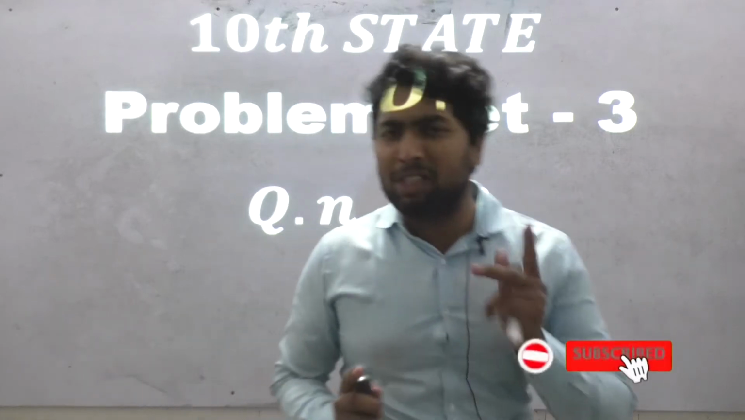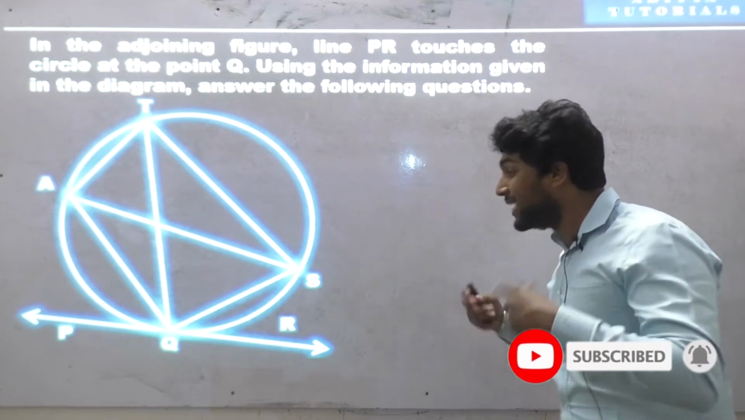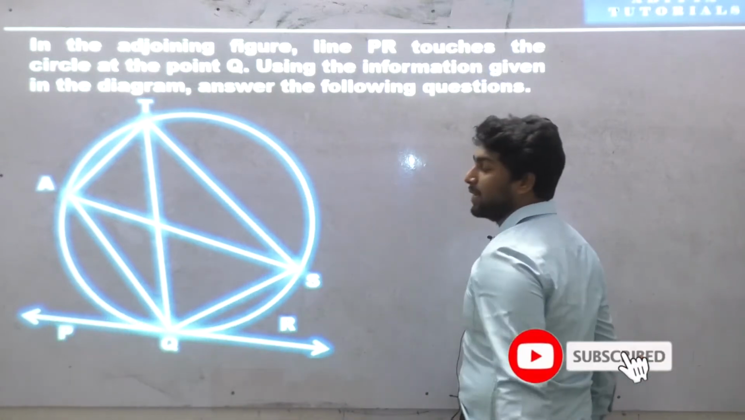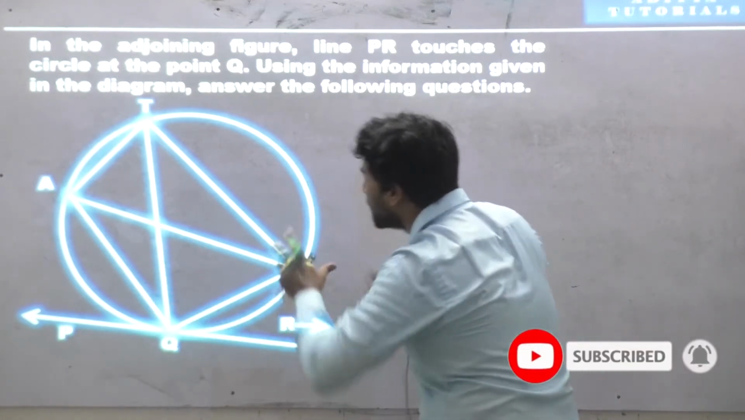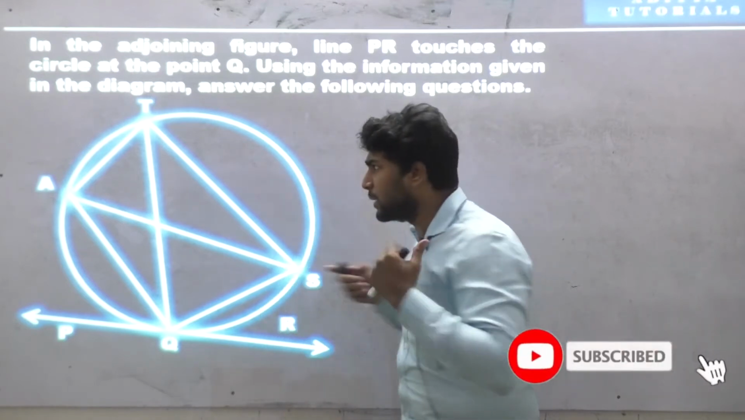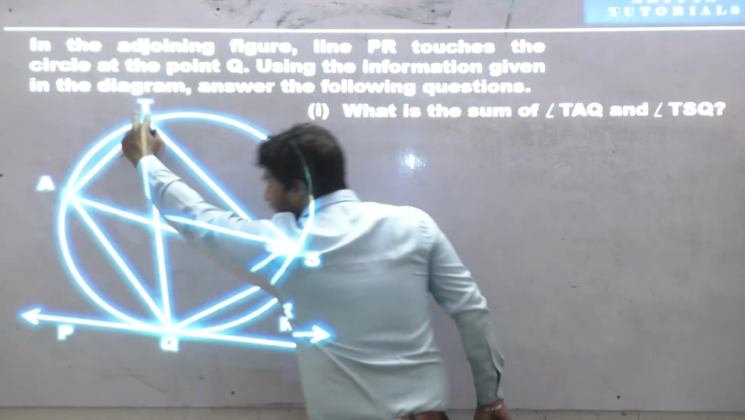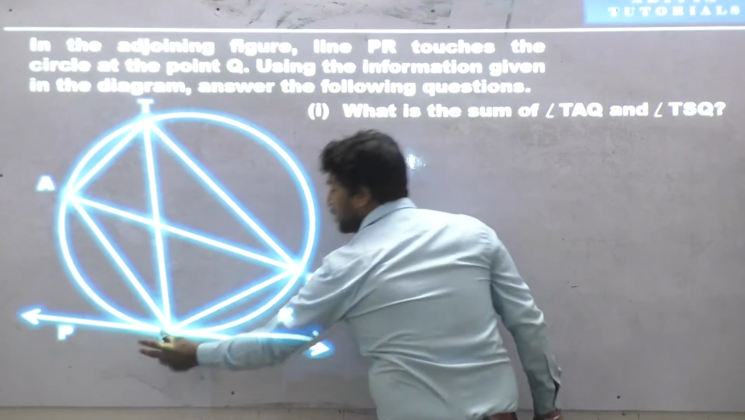Starting with problem set 3, question number 13. Let's read out the question and what it's given. It's given that line PR touches a circle at point Q, and using the information given in the figure, we need to answer some questions. Let's say question number 1 is, we need to write the sum of angle TAQ and angle TSQ.